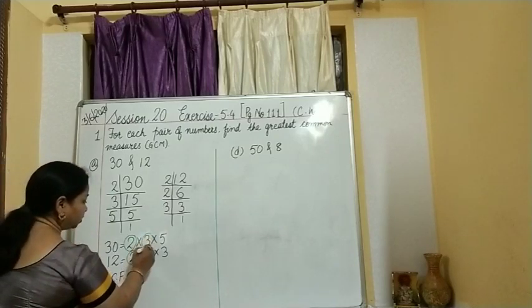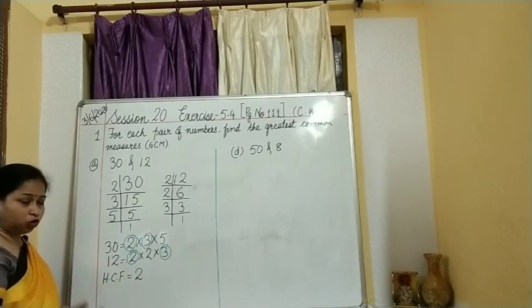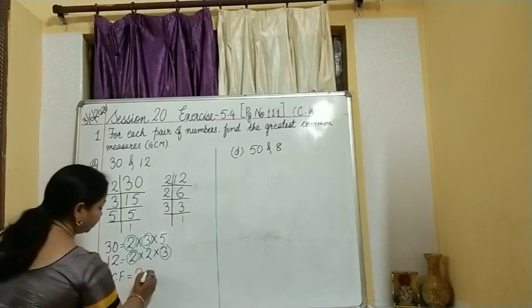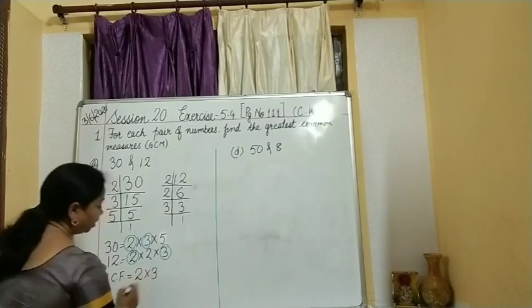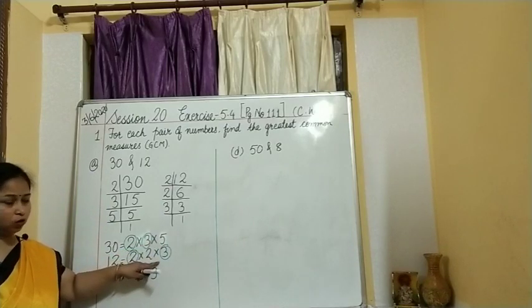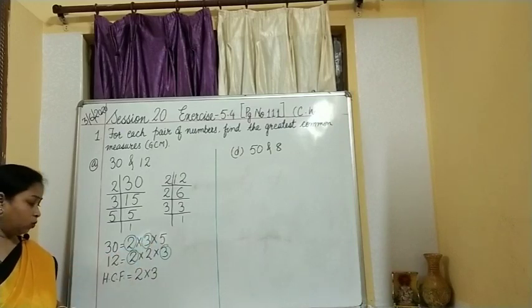Yes. I will circle it. By doing circle, I mean to show you that I have selected this number and we will write 3 over here. What about this 5? Do you find 5 over here? No. Do you find the other 2 over here? No. So what is the highest common factor, children?